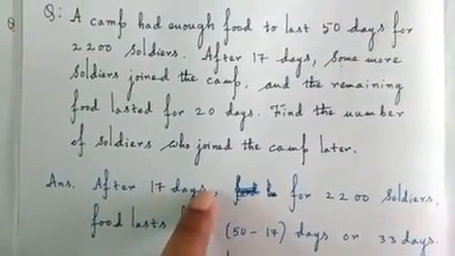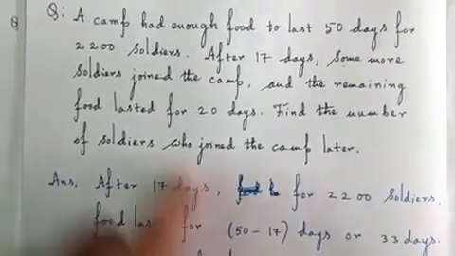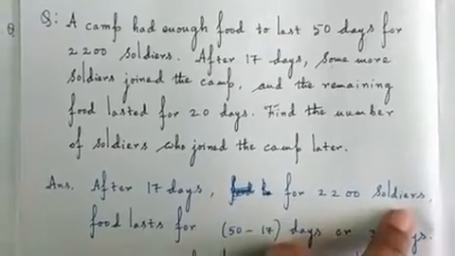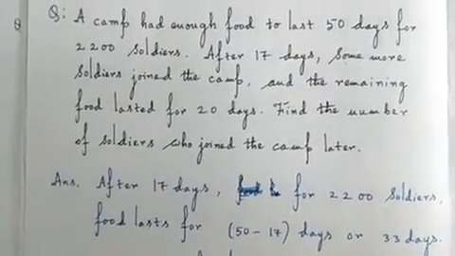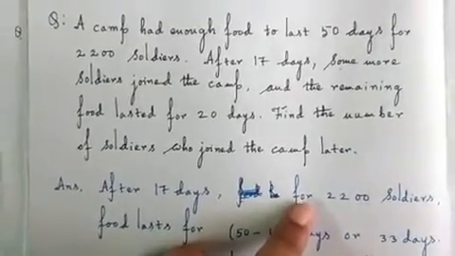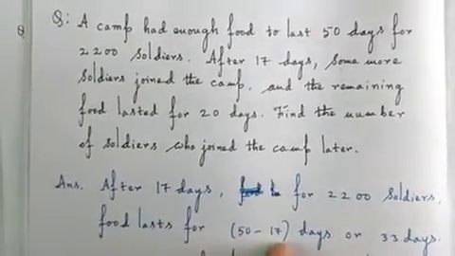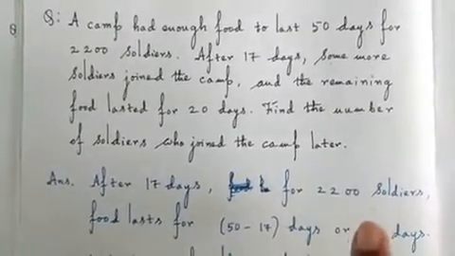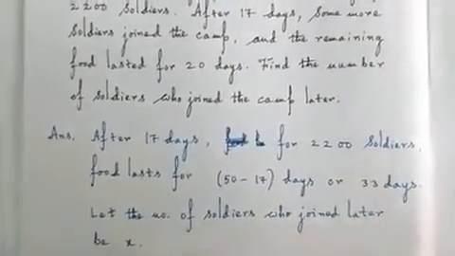Now after 17 days, before any new soldier came in, how many soldiers were there? 2200 soldiers. So for 2200 soldiers, if really no new soldiers had come, then for these many soldiers, the food would have lasted for how many days? 50 minus 17, which is equal to 33 days. But it did not really happen because new soldiers came in. So let the number of new soldiers who joined the camp later be x.